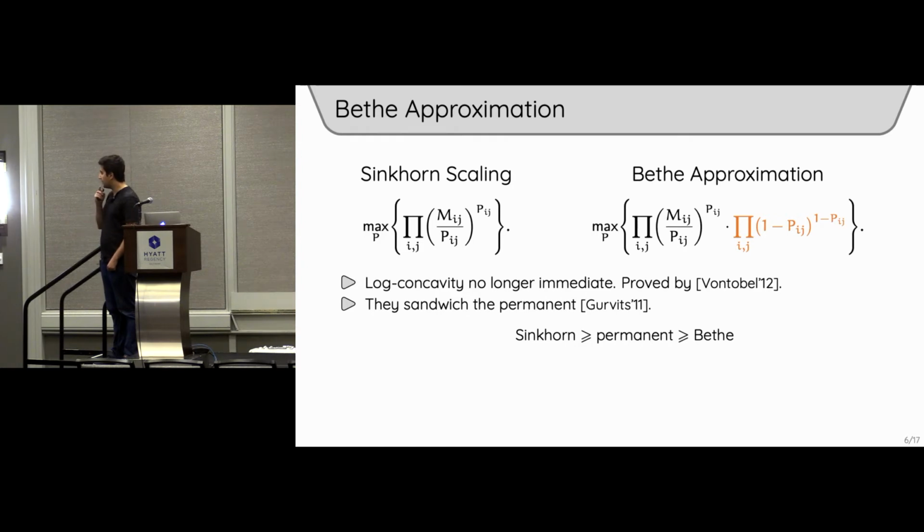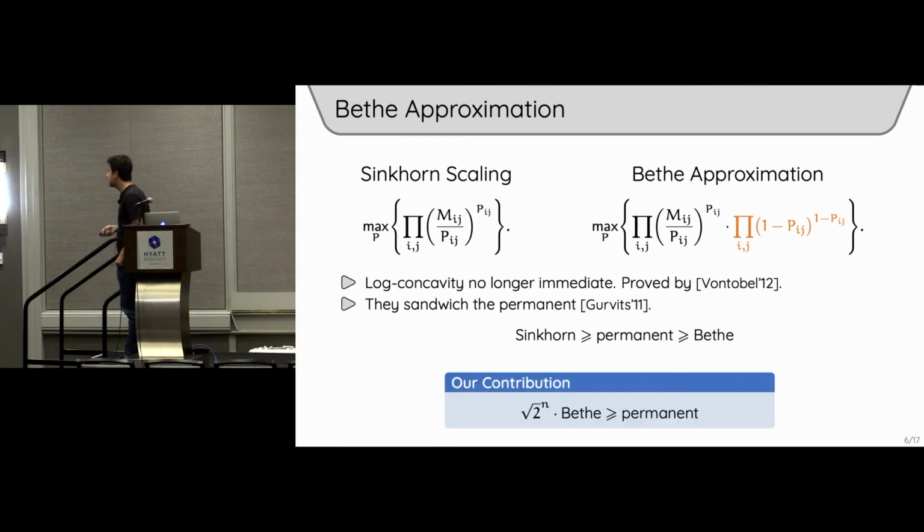Gurvits used an inequality due to Schrijver to show that the objective on the right-hand side, which is smaller than the one on the left-hand side, is actually a lower bound on the permanent. So you get a sandwiching of the permanent between the two objectives. And the term that I've highlighted can be at most e to the n for any doubly stochastic matrix. So this is another proof that matrix scaling gives you an e to the n approximation.